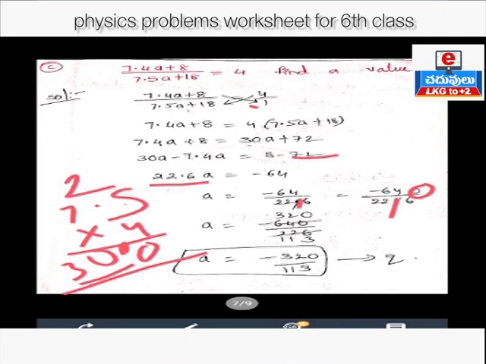Understood? So what is the number here? We can get the fraction minus 640 by 226. This will cancel in the 2 table. 2 1s are 2, 2 1s are 2, 2 3s are 6. Numerator also: 2 3s are 6, 2 2s are 4, 0. What is the answer here?